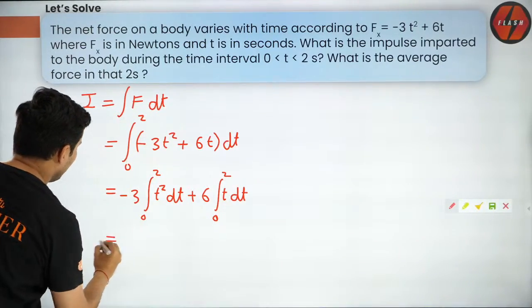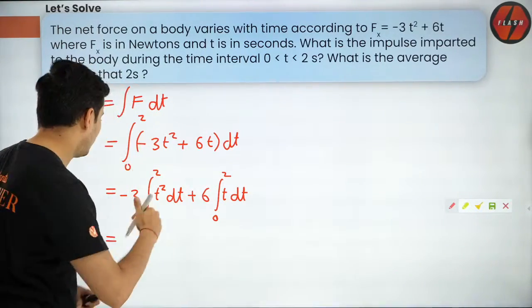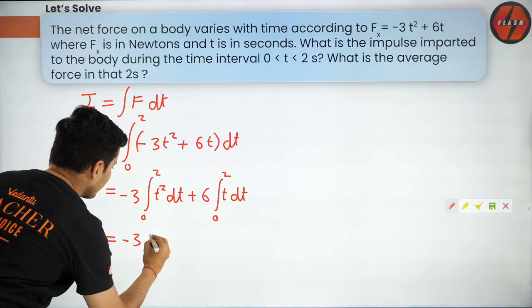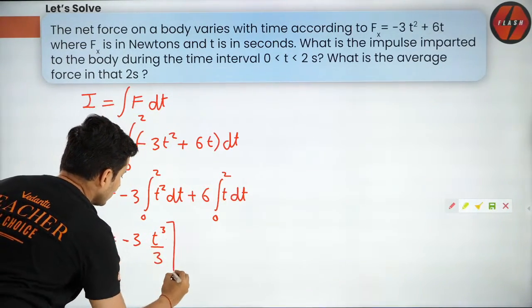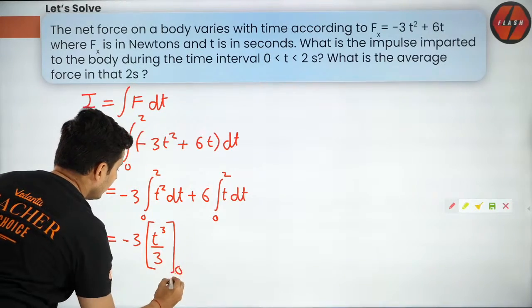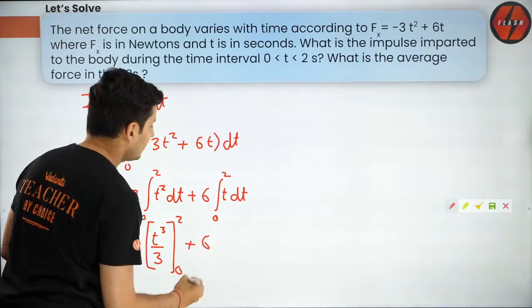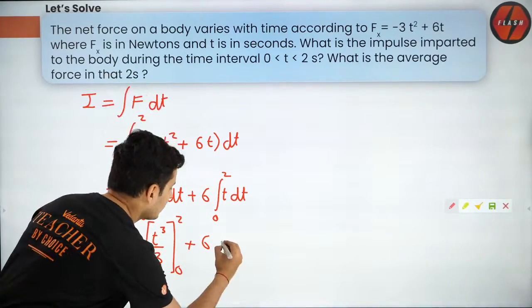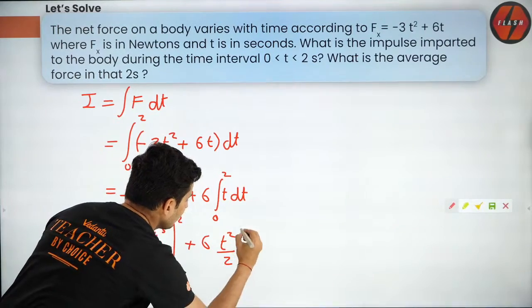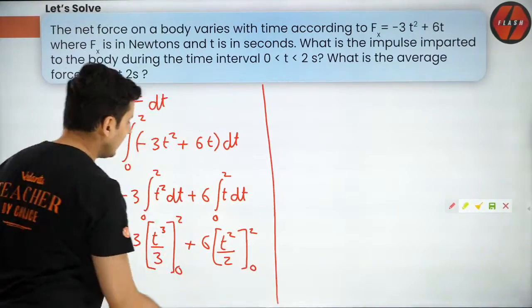Alright, now just perform your integration. What is the integration of t square? t cube by 3. So it will be minus 3 times t cube by 3, with lower limit 0 and upper limit 2. I hope you remember these things I have taught you in integration. Plus 6. Integration of t raised to 1 is t raised to 2 by 2. So this will become t square by 2, of course, with limits 0 and 2. Okay, now what to do next?